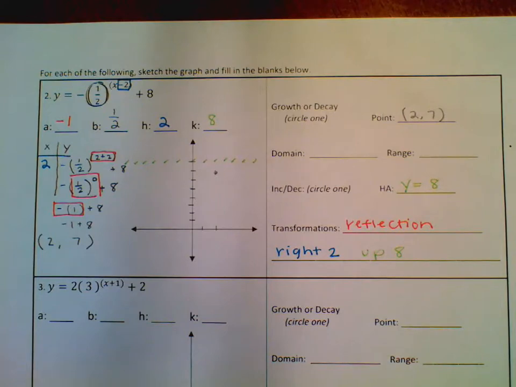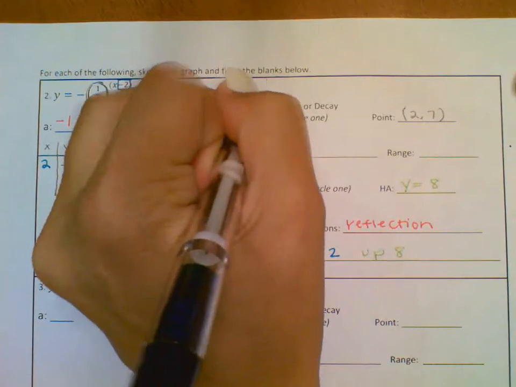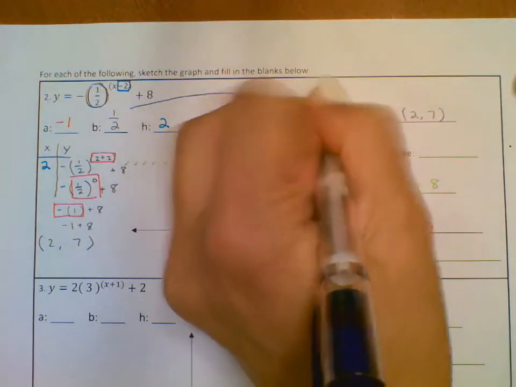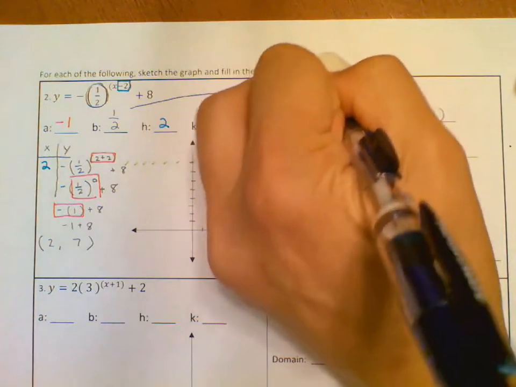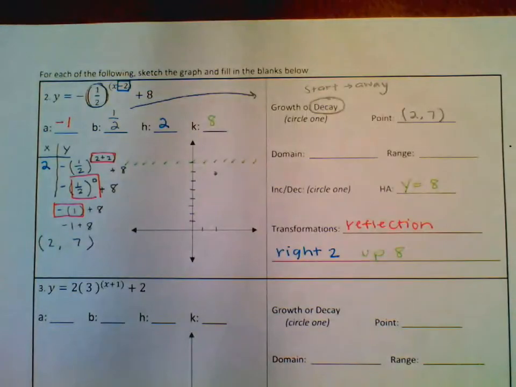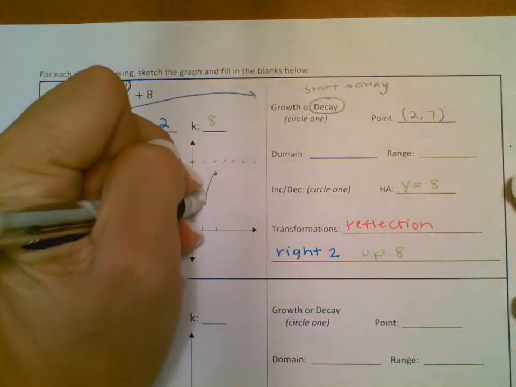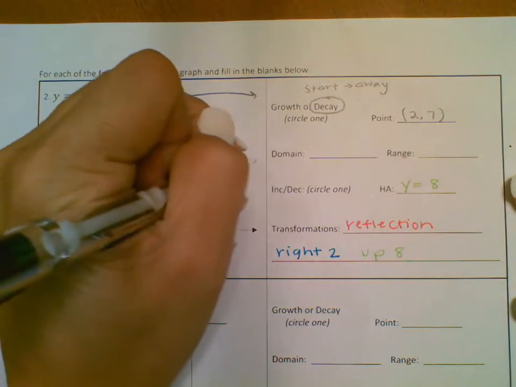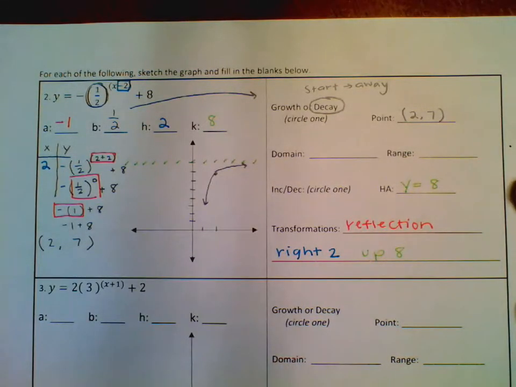All right, so let's talk about the base. In this case, the base is 1/2, which tells us that this graph is decay. It also tells us we're going to start far away. So when I draw my shape, I'm going to start on the left side far away and get closer to the asymptote, but never cross it. So I start far away and then I get closer to the asymptote because it was decay.